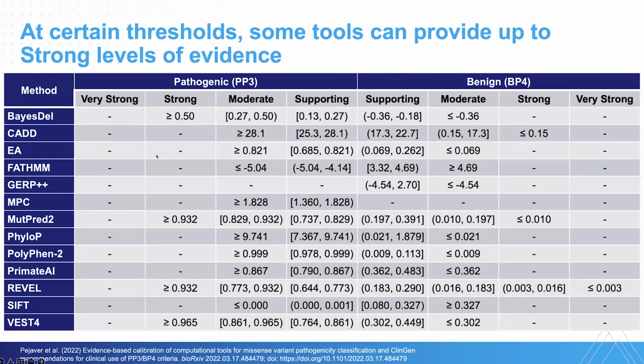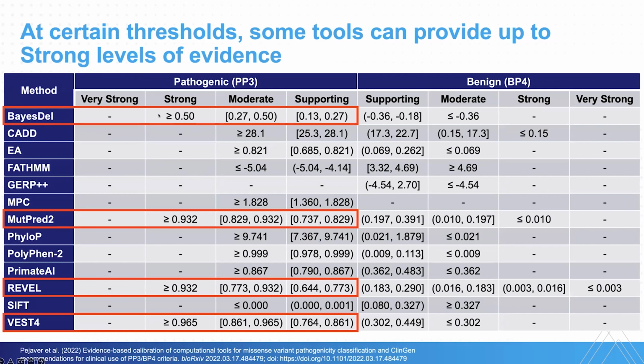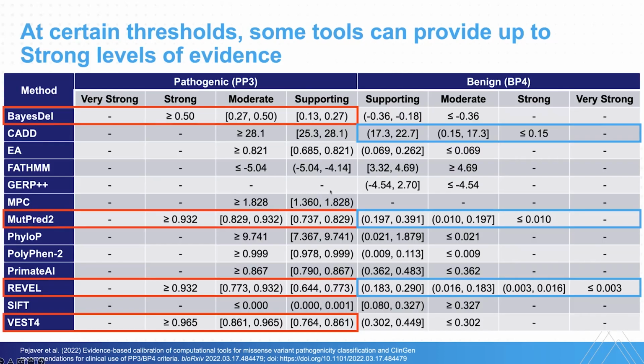So among the 13 tools that we ran, we identified score thresholds for each of these tools. We've reported these. It's all in the bioRxiv paper. But the key point I want to make is there are 4 tools that give up to strong evidence for pathogenicity, and 3 that give strong evidence for benign.